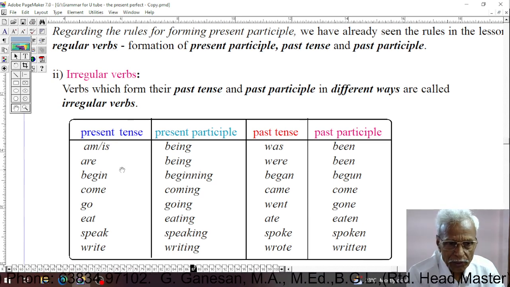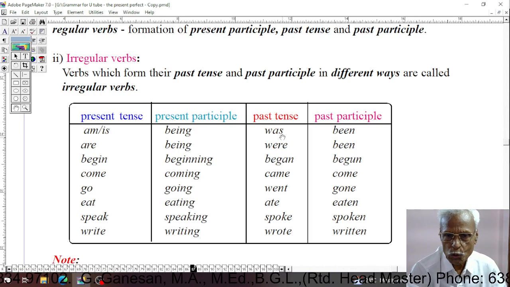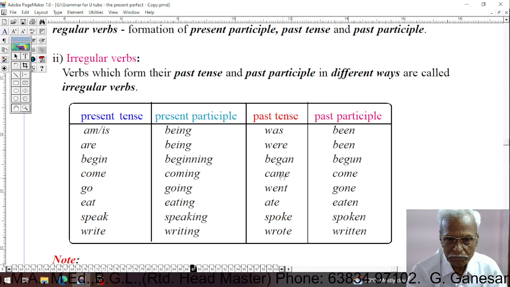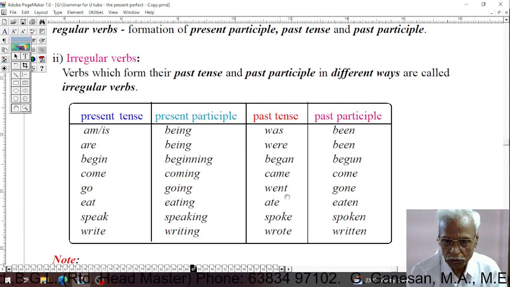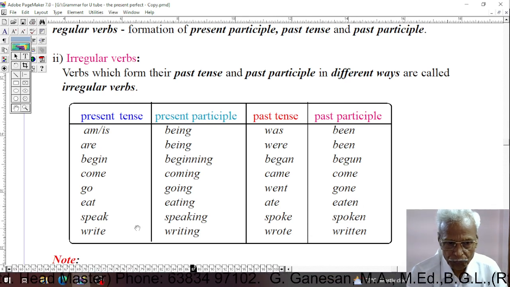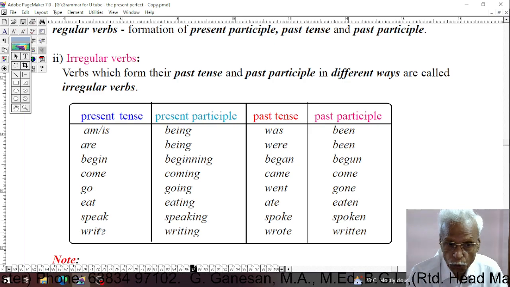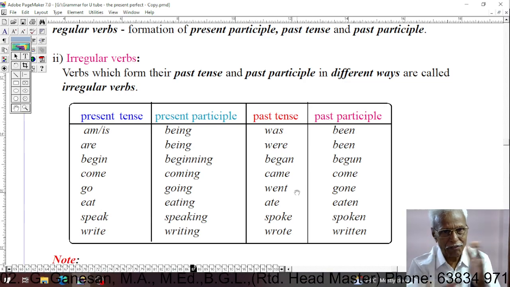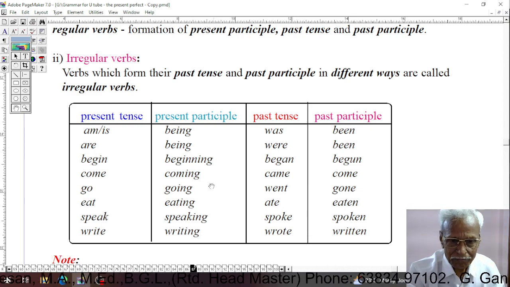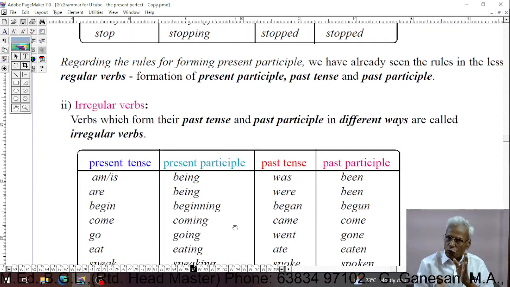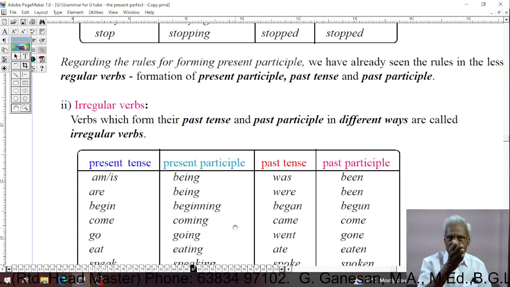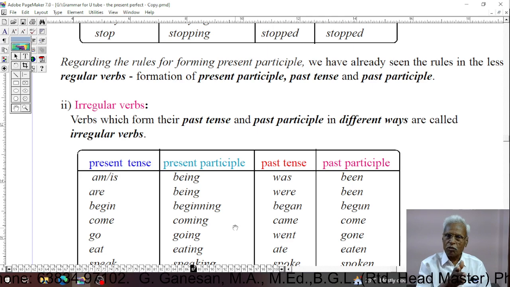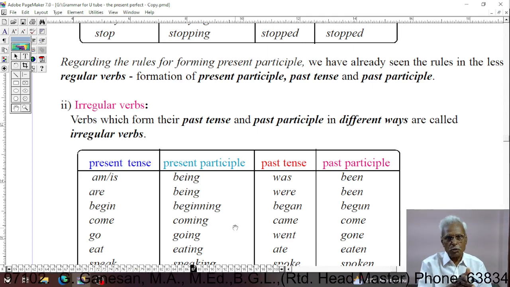Here see: am is present tense, past tense was, past participle been; are, were, been; come, came, come; go, went, gone; eat, ate, eaten; speak, spoke, spoken; write, wrote, written; kill. See, the past tense and past participle are formed in different ways. So regular verbs are those which form their past tense and past participle by the addition of either ed or d. An irregular verb is one which forms its past tense and past participle in a different way.